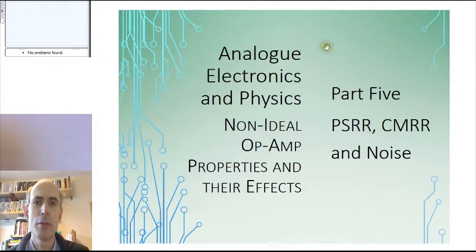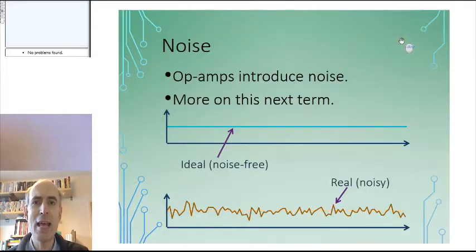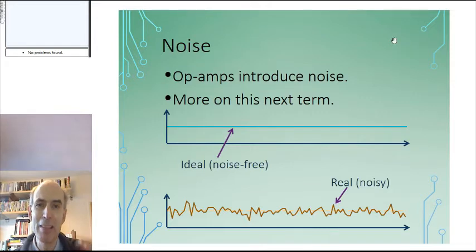Firstly, noise. The concept of noise is that any active circuit, like an op-amp, is going to introduce a little bit of variability in its output voltage. It cannot be predicted ahead of time. It's just an unwanted variation in the output voltage, known as noise. You can minimize the amount of noise, but you can never get rid of it completely.